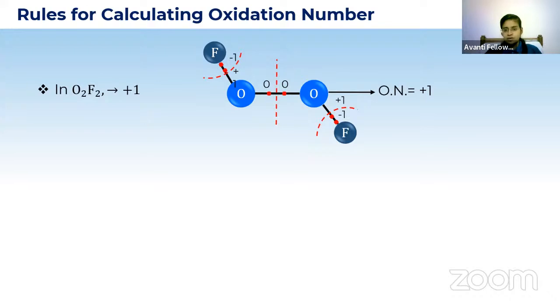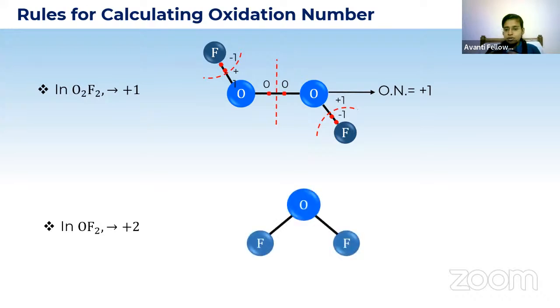And the second compound is OF2. Here, if you see, oxygen takes +2 charge. Here oxygen takes +2 charge. The structure of OF2 is like this. It is a bent kind of shape.